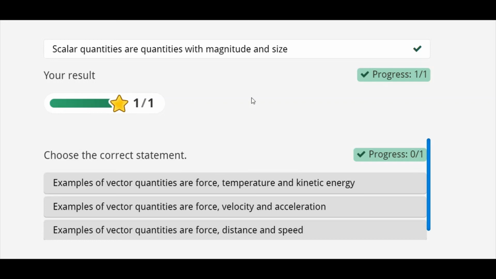That is correct. Examples of vector quantities are force. Yes, force is a vector quantity. How about distance? No, distance is a scalar quantity. And speed. Speed is a scalar quantity. So the correct statement to go with is examples of vector quantities are force, velocity, and acceleration. Let's check.